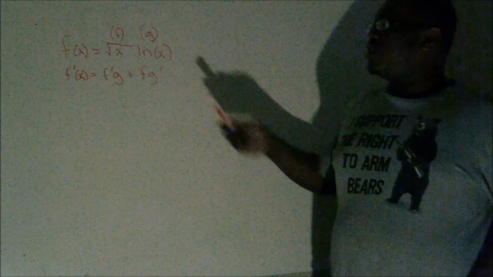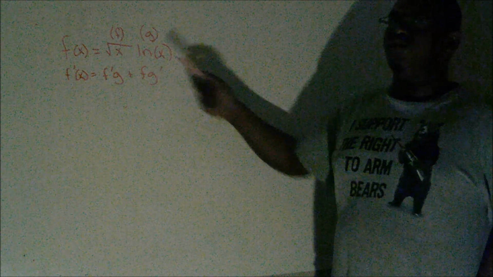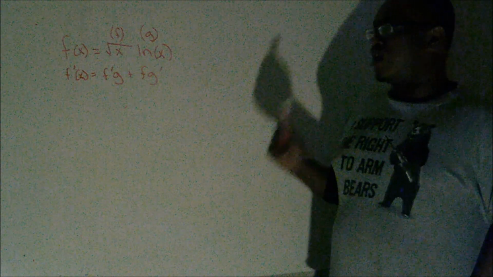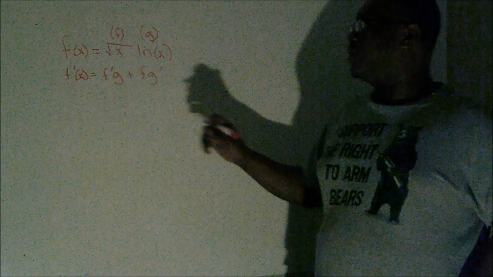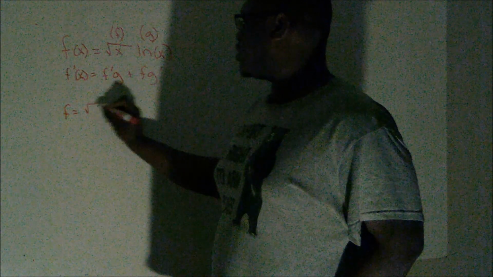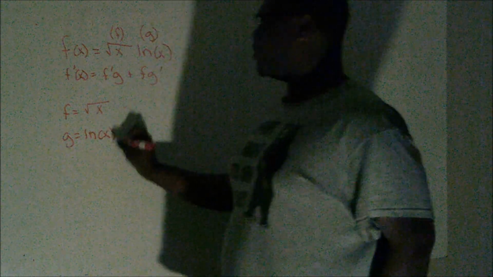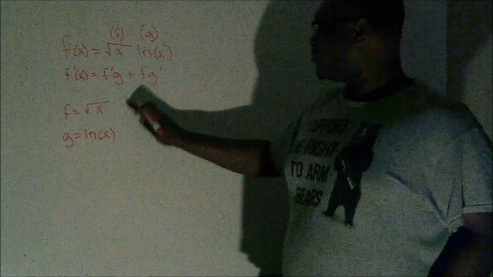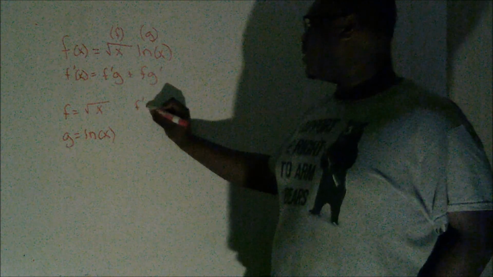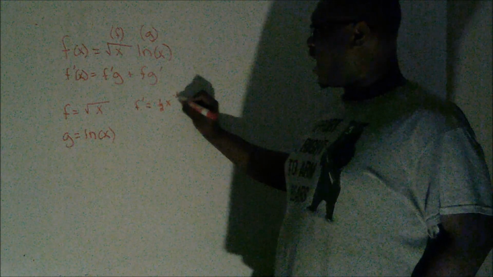So I already, as you can see here, labeled a function f as the square root of x, and I already labeled a function g as the natural log of x. So now all we have to do is find out what f prime and g prime are, and we can just plug it back into this equation and get an answer. So f is going to be equal to square root x, g is going to be equal to the natural log of x, and f prime is going to be equal to 1/2 x to the negative 1/2.